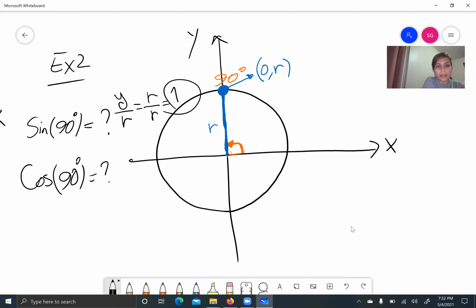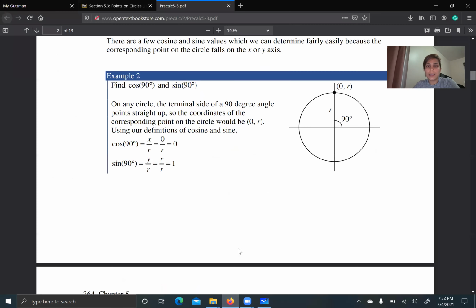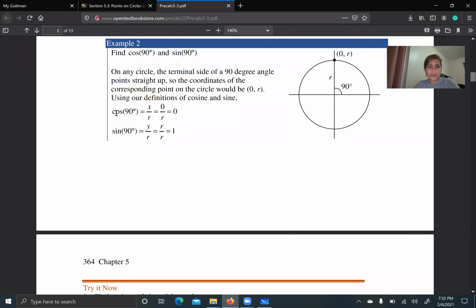What about cosine? Cosine is x over r. The x, so this is x, this is y. The x is 0 over r, so x is 0. So sine of 90 is 1, cosine of 90 is 0. You can also see that argument here as well.